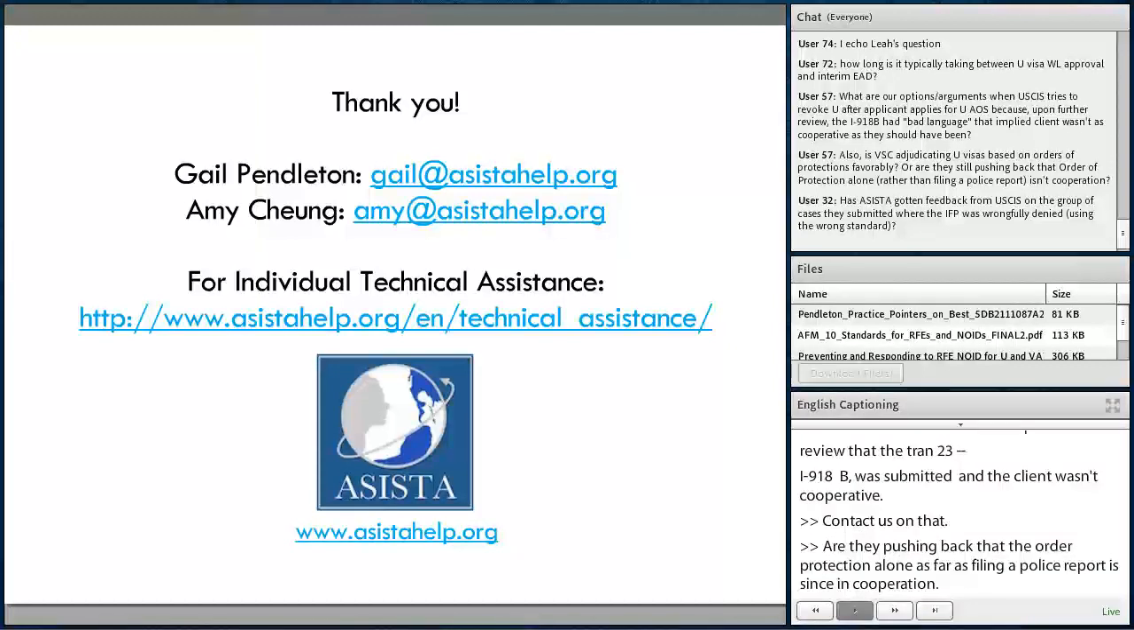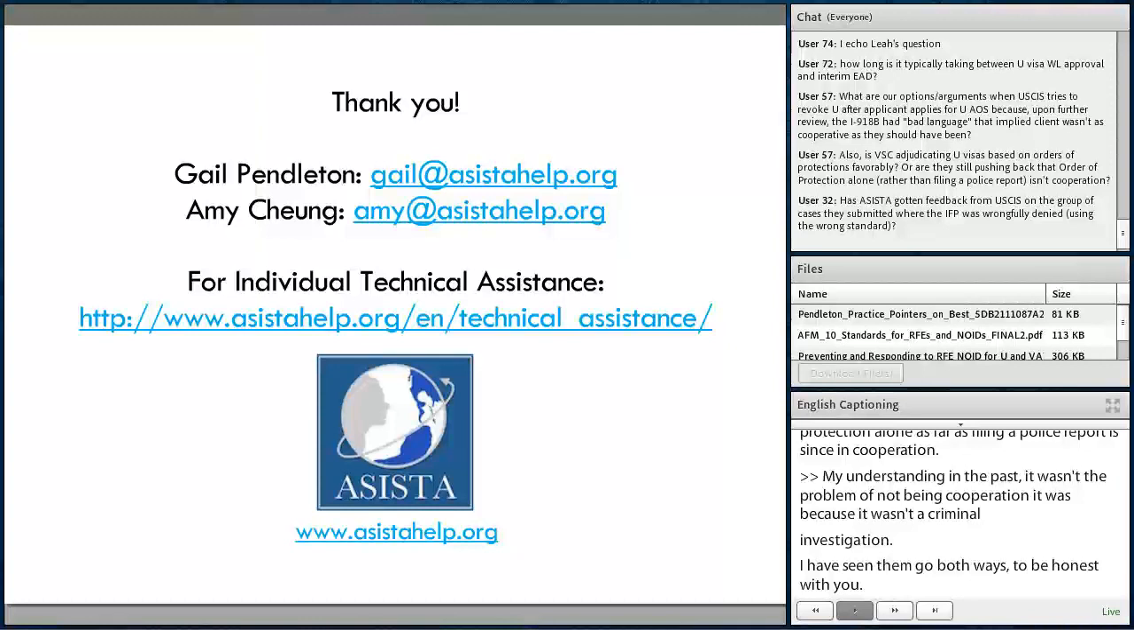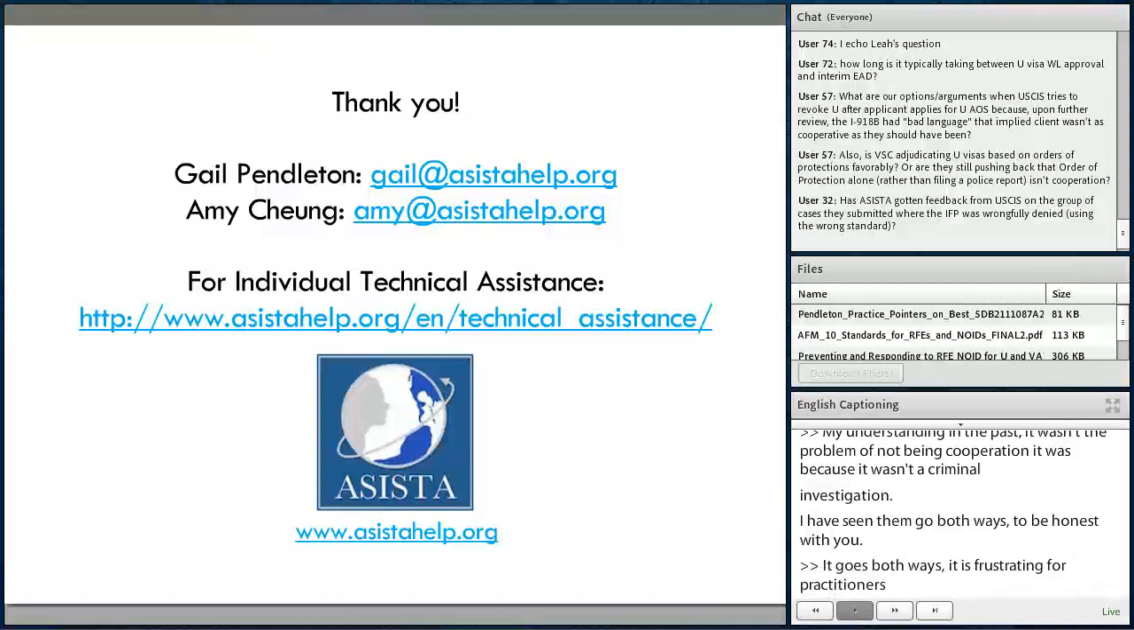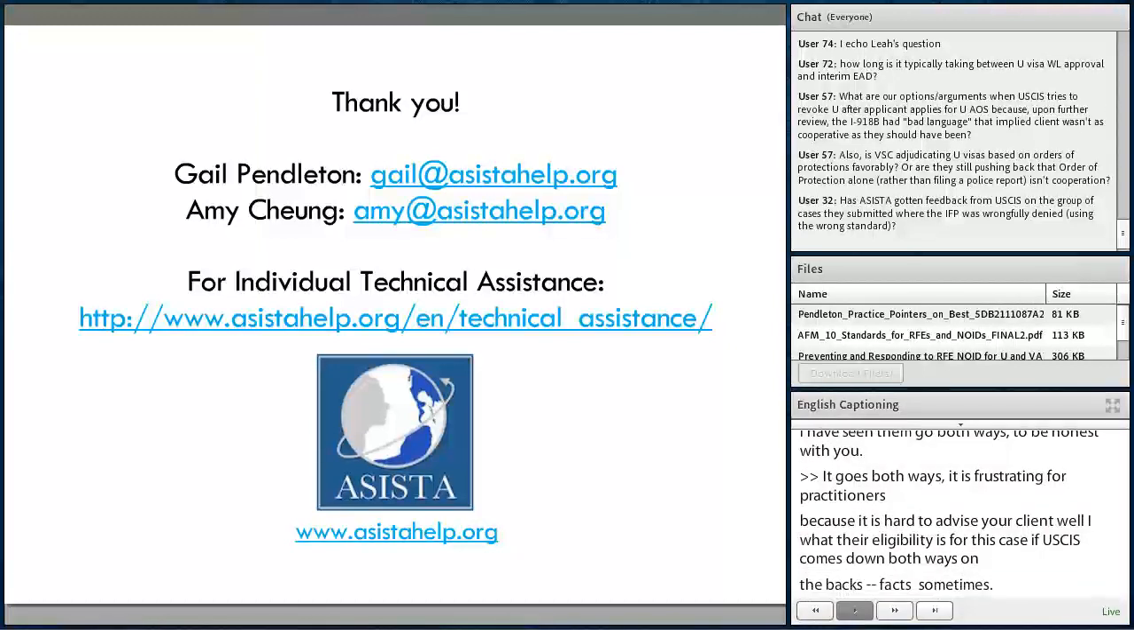Oh, okay. My understanding in the past was that the problem wasn't cooperation, it was that it wasn't a criminal investigation. I don't know, Amy, what have you been seeing lately? We've seen them go both ways, to be honest with you on that. Right. They do go both ways on those, which is really frustrating for practitioners because it's hard to advise your client well about their eligibility for this case if USCIS comes down both ways on the same facts sometimes. Right. And so they do sometimes push back on this, but they also sometimes do grant them.